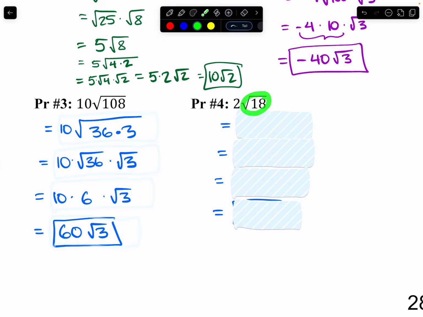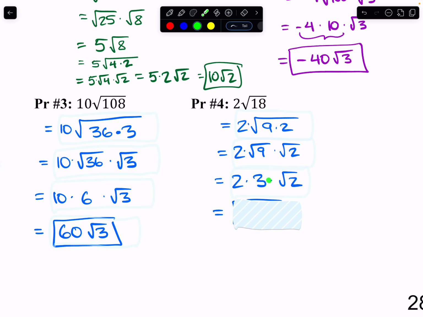Last one, we have 18 inside the radical. If we go through our perfect squares number line, 9 is the biggest perfect square that's a factor of 18. So we split it up, and the square root of 9 is 3. Multiplying the numbers outside of the radical sign, we get 6 root 2 as our answer.